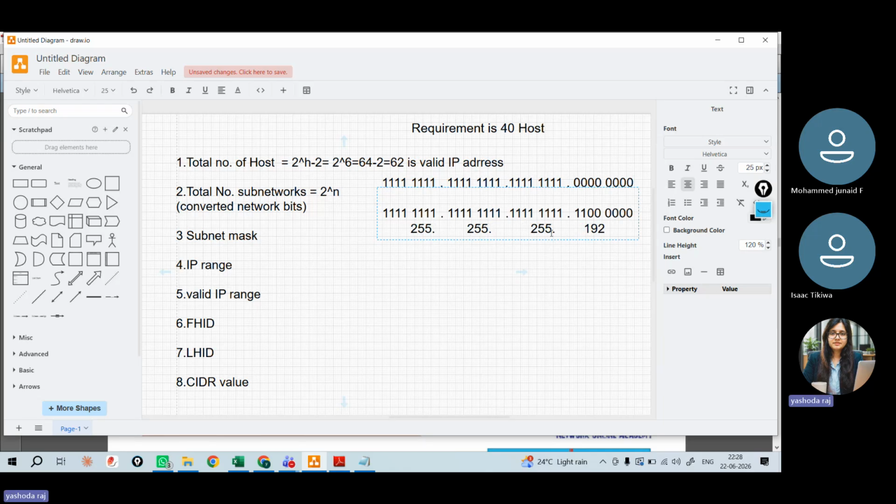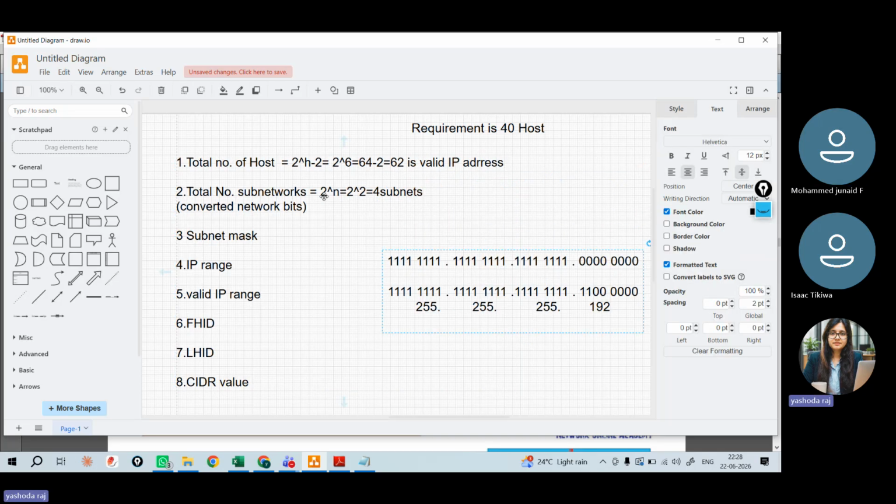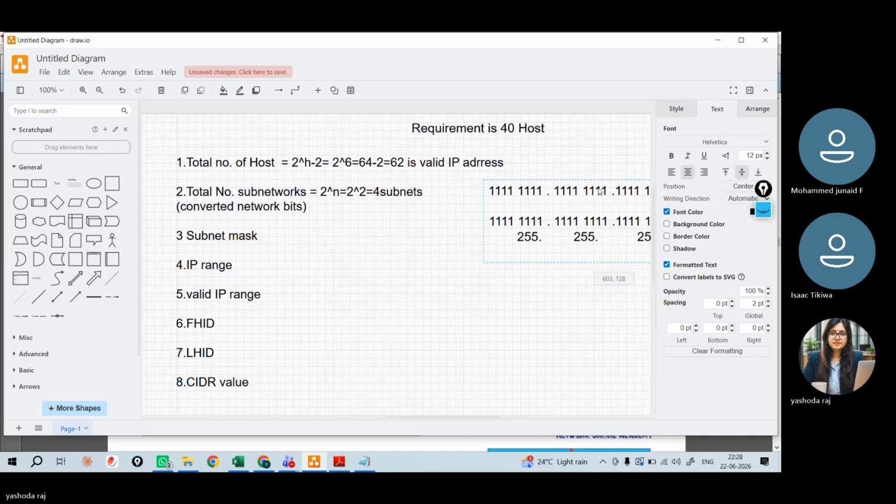So this is the value, subnet mask. But total number of subnetworks, how many? 2 power n. 2 power n is nothing but 2 power 2. What is the value of 2 power 2? 4. Can I write 4 subnets here?